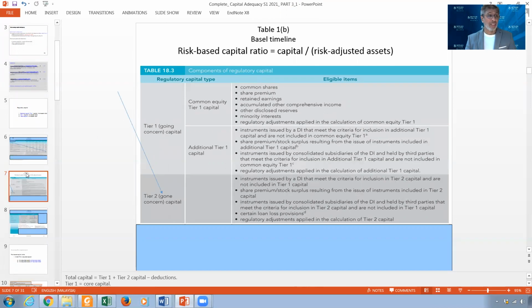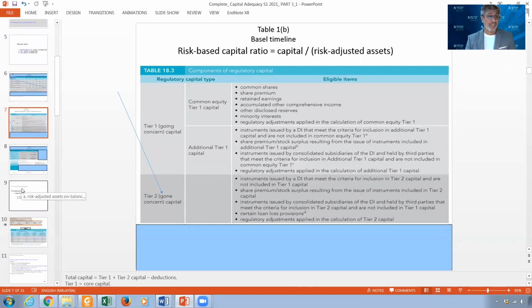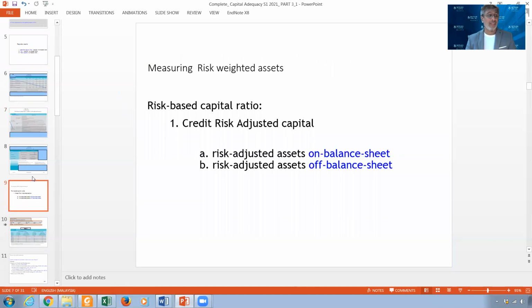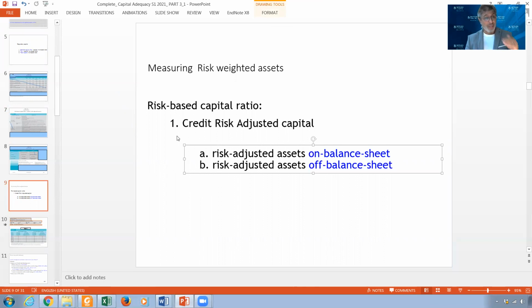Now, your problem, which is actually not a problem but it's much work, is the denominator. The denominator has credit risk, market risk, operational risk, interest rate risk, and securitization risk. Remember, when we talk about all of those, we have to go one by one. In this lecture and on those slides, I will start with credit risk. In credit risk, we have two: we have on-balance sheet, and we have off-balance sheet.